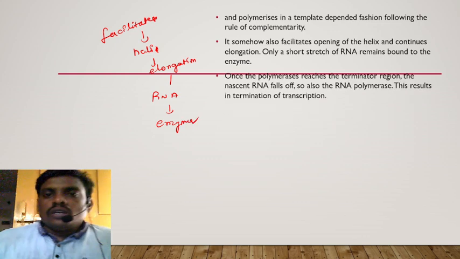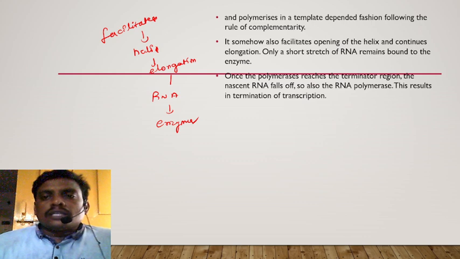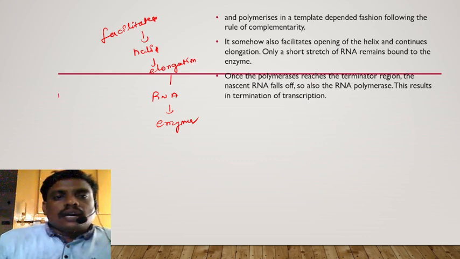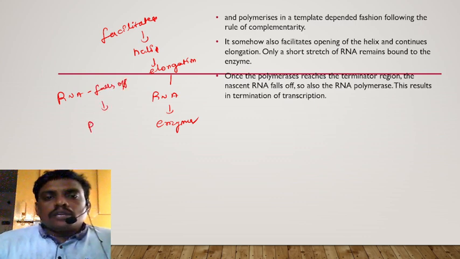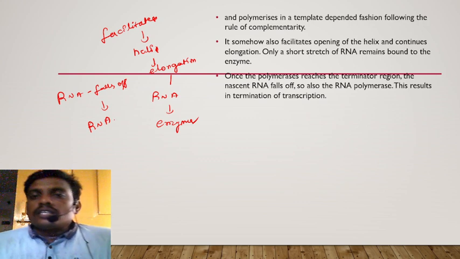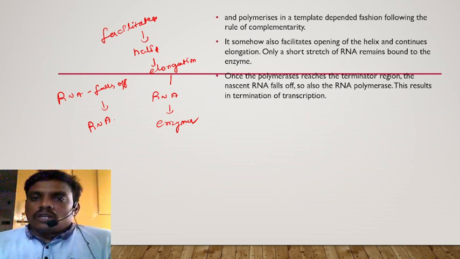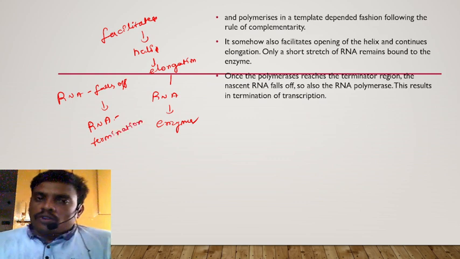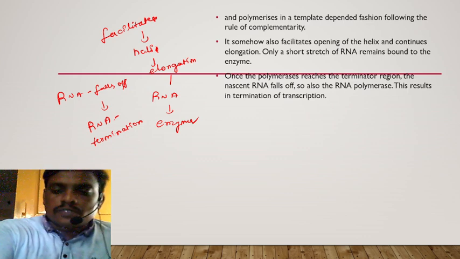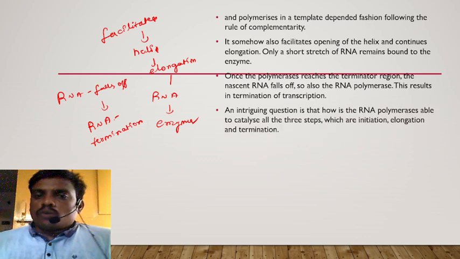When the polymerase reaches the terminator region, the nascent RNA falls off, and so does the RNA polymerase. This results in the termination or stopping of the transcription process.